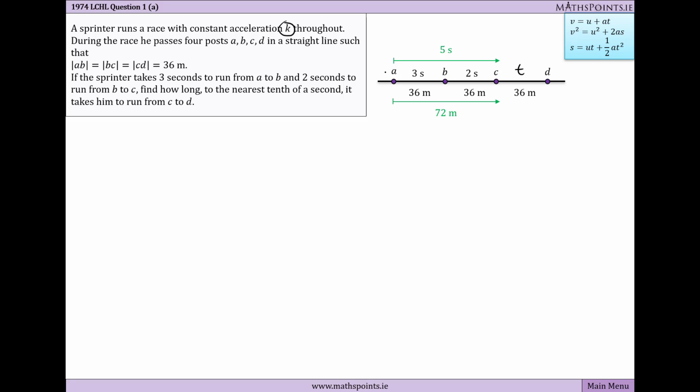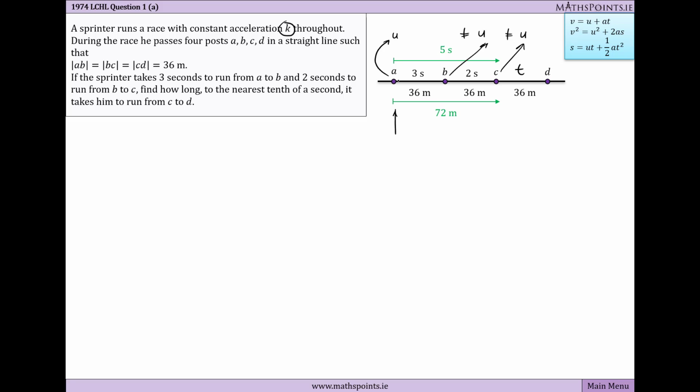So the problem with a question like this is if we allocate the letter U for his initial speed at point A, we can't then use U again for point B. In sectioning off the journey, from A to B, U is the variable, and that's fine, but we cannot use U for the section B to C, or for the section C to D. He's no longer traveling at that speed of U. He's increased his speed, and so we can only use U if we start the question at A, and that's exactly what we're going to do.